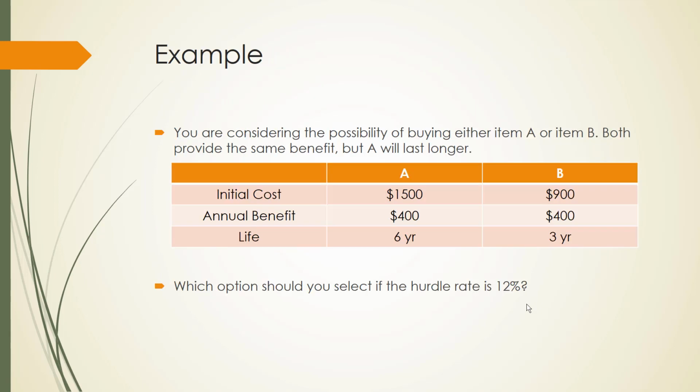Let's look at the examples we had looked at previously, but now we'll use this technique. So we have two items. Item A is going to cost $1,500 and give us a benefit of $400 per year and last for 6 years. Item B, $900, benefit of $400 per year, and lasting 3 years. We'll still use the interest rate of 12%, but we want to use the EAOC method.